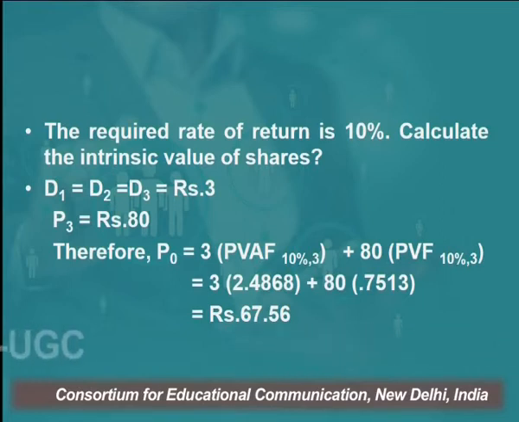So instead of making different calculations, we use the annuity method, that is the dividend multiplied by the present value annuity factor at the required rate of return for n number of years. N is 3 years in our example, and then the present value of 80 rupees at which the shareholder will sell the share. In this way you can calculate the present intrinsic value, the present fair value of the share. That comes to 67 rupees 56 paise. How will you decide whether to invest in the share or not?